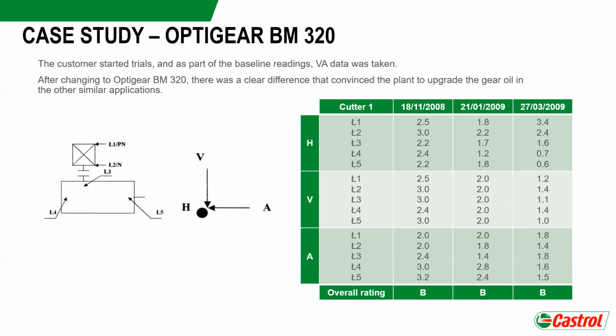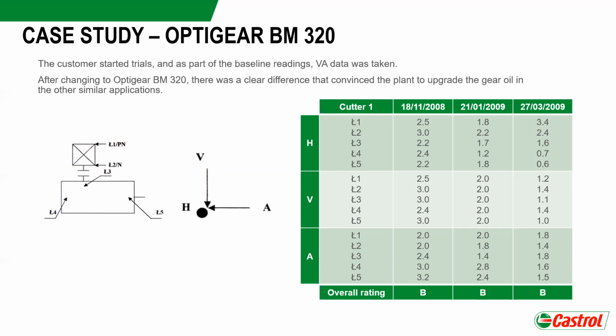And we can see from that table that if we just concentrate on L3, L4, L5, because they are influenced by the type of gear oil that's in use, whereas L1 and L2 are the motor bearings, so they're not lubricated by the gear oil.